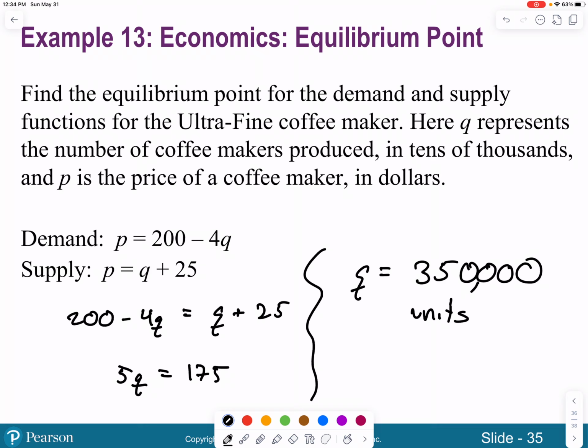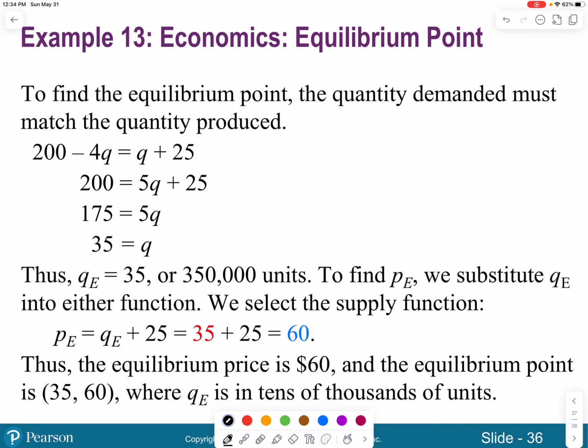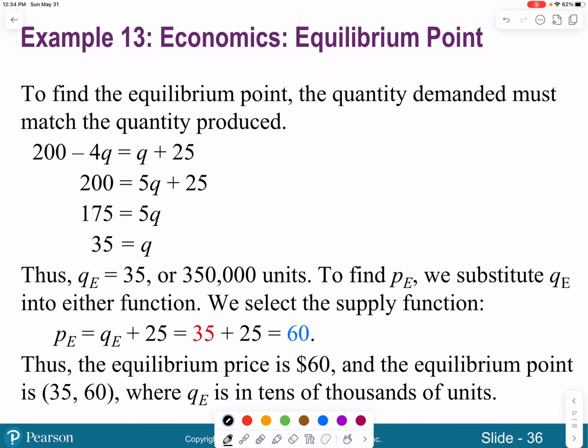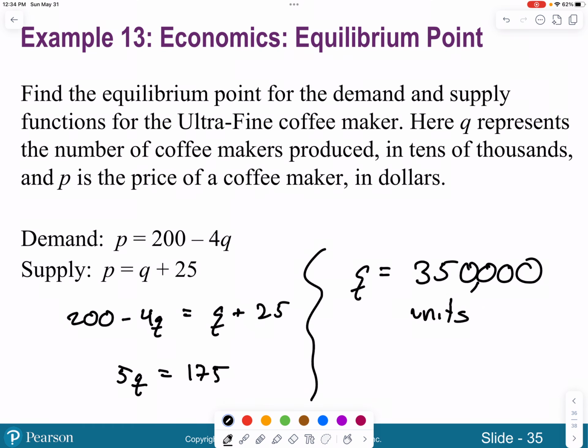Why is that not behaving? What am I missing? 350, yeah, units. Oh, okay, $60, okay. So you plug 35 into the, like the supply, right? Into either one. You just got to use the 35, right? Because I was tempted to use 350. I was like, that's not right. But yeah, we plug in the 35, $50, $60. Okay, yeah, that's fine.